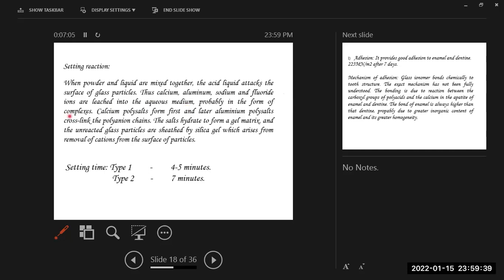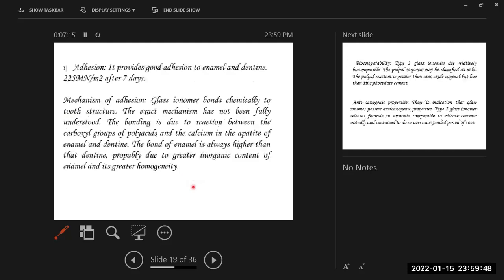The setting time is around 4 to 5 minutes for type 1, and for type 2, it is 7 minutes. There is very good chemical adhesion to enamel as well as dentin because of the reaction between the carboxyl group and the calcium in the apatite of the natural tooth. Also, the bonding to enamel is higher compared to that of dentin because of the greater amount of inorganic content present in the enamel.